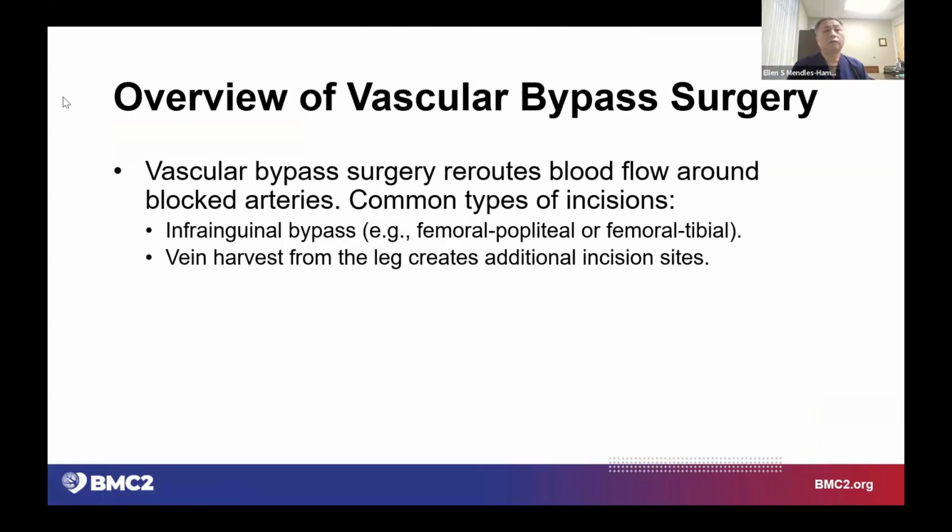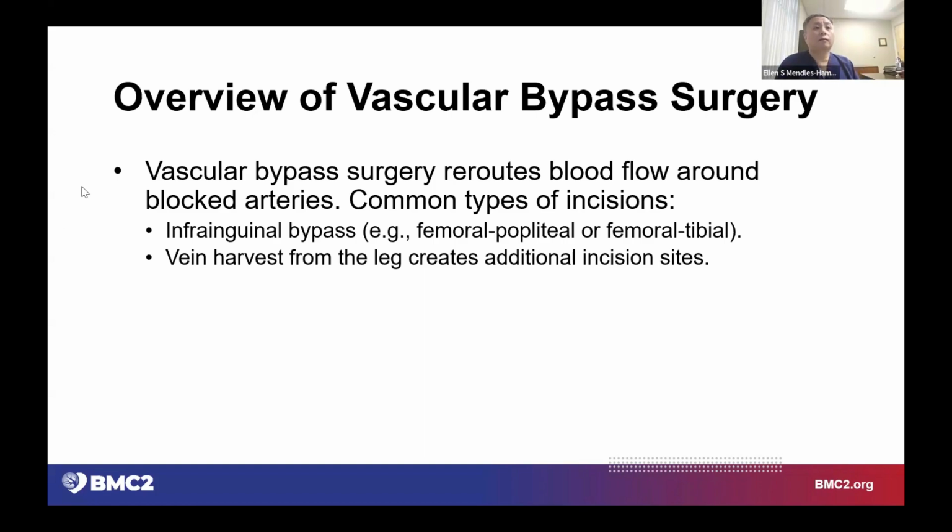So what's vascular bypass surgery for the legs? Mostly just to reroute blood vessels around the occluded arteries. There are different kinds of bypass. The most common is femoral to popliteal bypass. Occasionally we have to do a bypass further distal to the ankle, a femoral tibial, or sometimes a popliteal to tibial bypass. And a lot of times we harvest veins, mostly great saphenous vein, that will create additional incision wounds. Next slide, please.